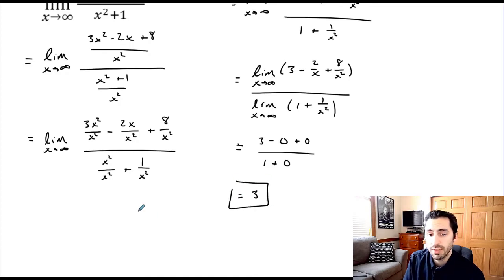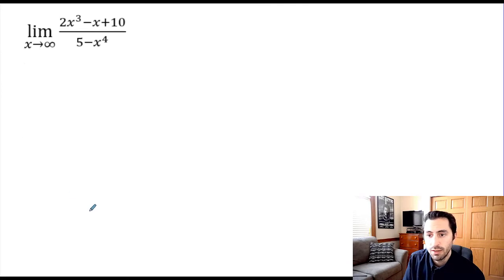Let's try that process one more time with a similar example. So the limit as x approaches infinity of, again, another rational function, 2x cubed minus x plus 10 divided by 5 minus x to the 4th. Again, the process here is I'm going to start by dividing everything by the power of x, the biggest one in the denominator. And in this case, that means every term is going to get divided by x to the 4th. So let's write that all out. The limit as x approaches infinity, 2x cubed, and now every term we divide by x to the 4th.